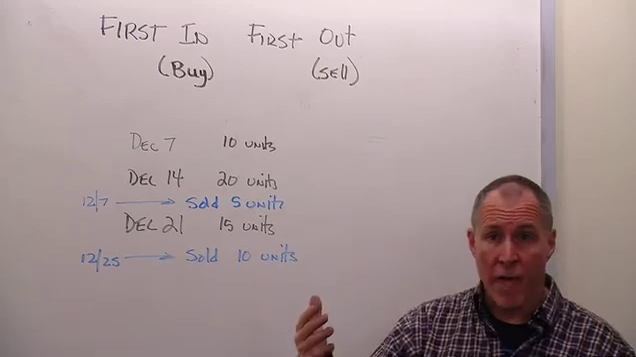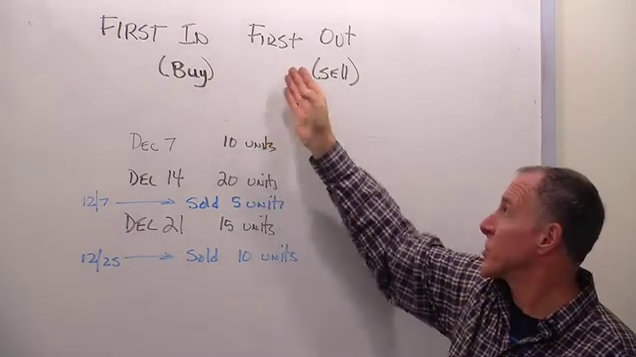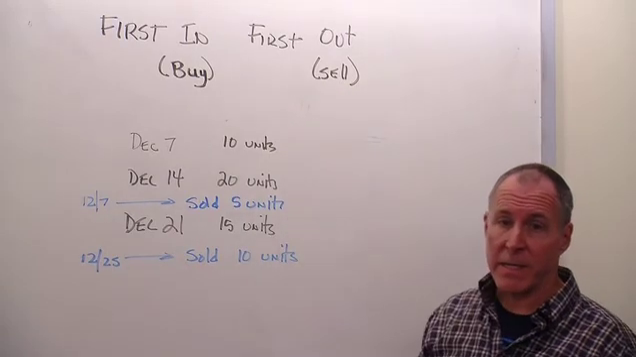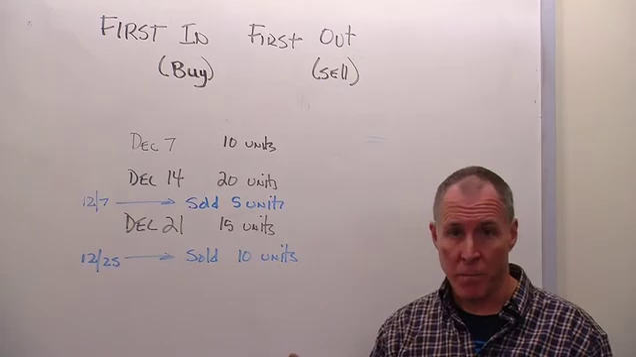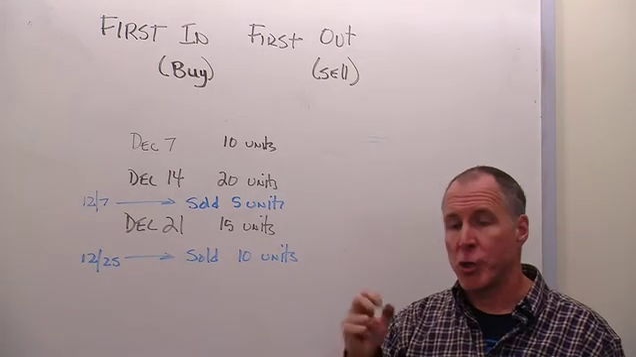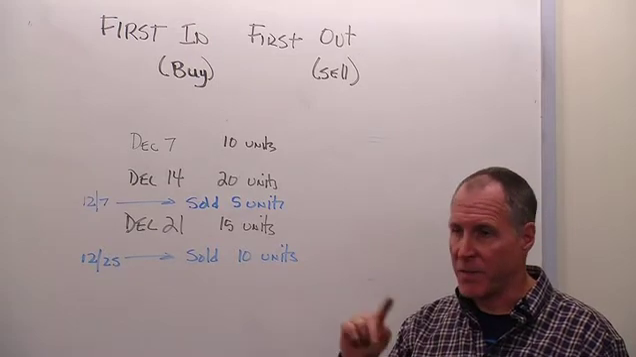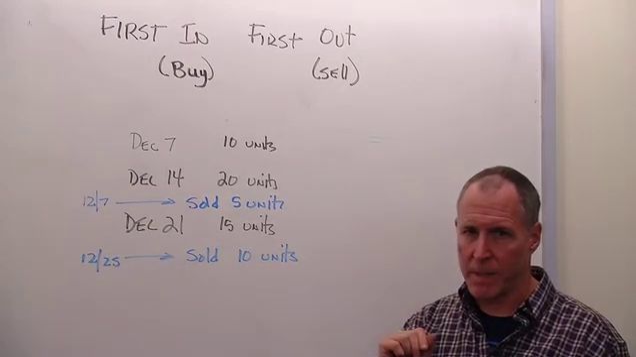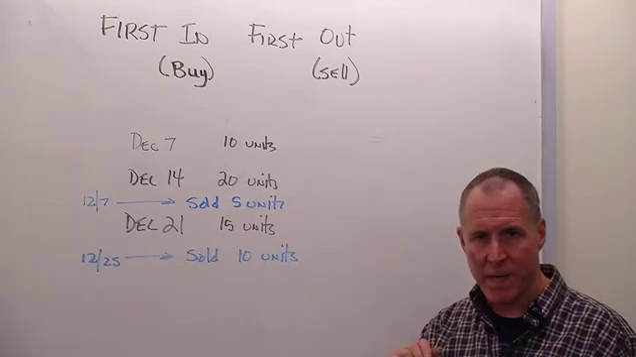They know that the first goods that they buy have to be the first goods that they sell, because if the oldest stuff is still there, it's going to spoil and you won't be able to sell it. Now, your goods do not need to flow this way to use this method. This is just a cost assumption.